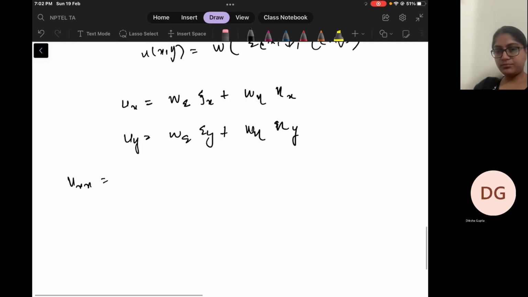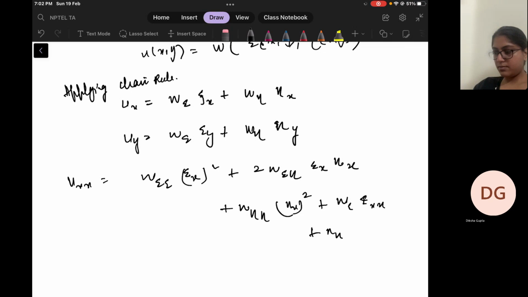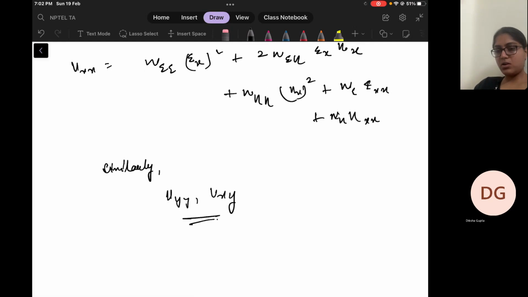Further, uxx will be W epsilon epsilon epsilon x squared plus 2 W epsilon eta epsilon x eta x plus W eta eta eta x squared, plus W epsilon epsilon xx plus W eta eta xx. We are simply applying the chain rule. Similarly, you can apply the chain rule to calculate uyy and uxy. We are doing this to put these values in the equation so that we can find a canonical form.